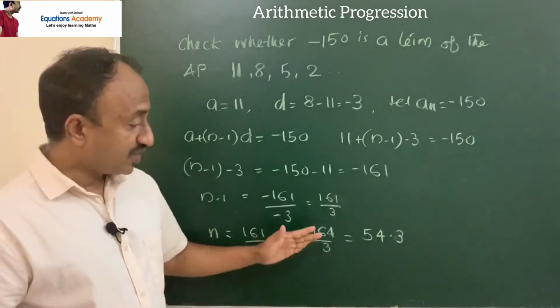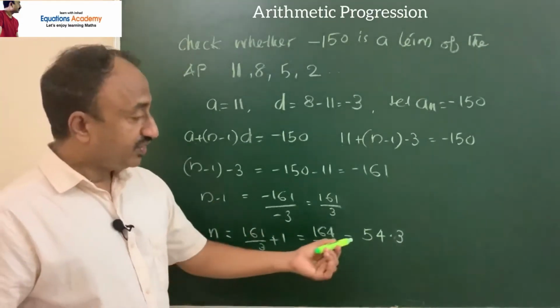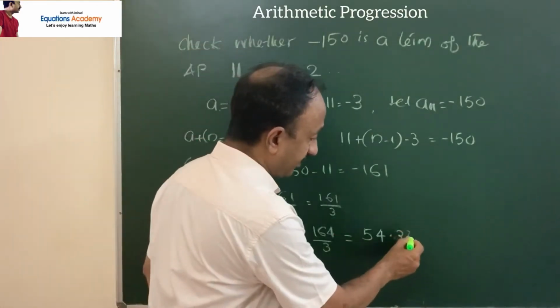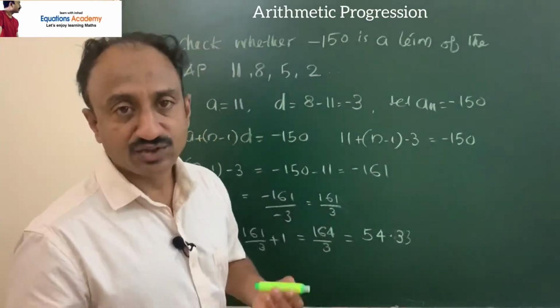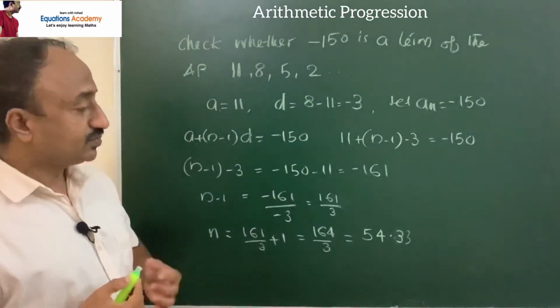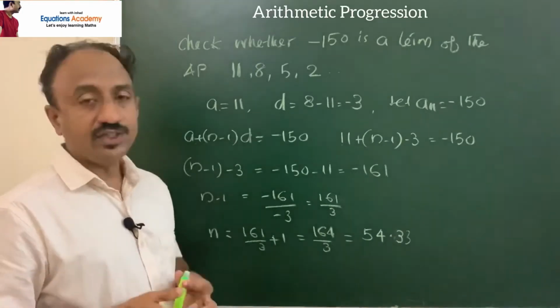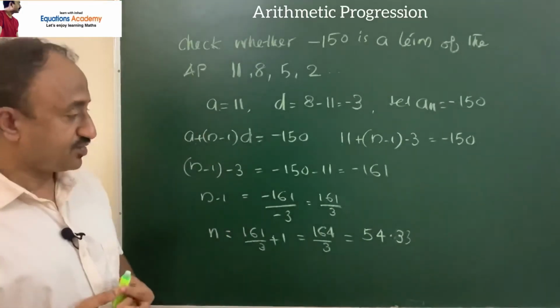When we divide 164 by 3, we are getting a decimal. It is coming 54.33 something. So actually n should be a whole number. So this minus 150 is not a term of this given sequence.